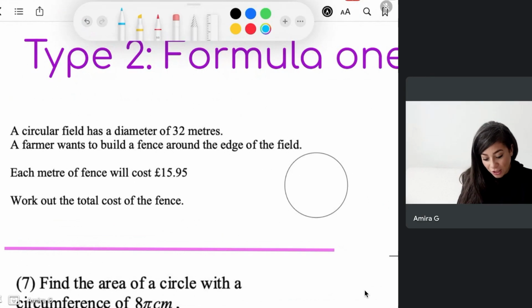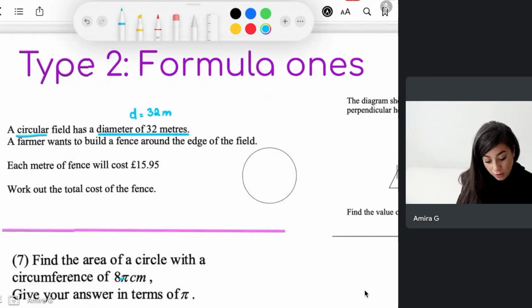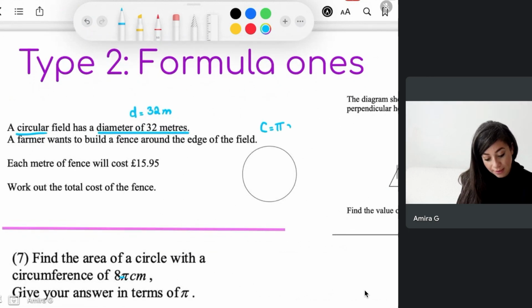So let's do this. A circular field, so it's a circle, has a diameter of 32 meters. I don't want to see a lot of words, so I'm just going to write D equals 32 meters. A farmer wants to build a fence around the edge, so we're talking about circumference. Let's put that formula down. Circumference equals pi times diameter. I chose diameter because they gave me diameter and I don't want to make my life any more challenging. I wrote C equals pi d. I can substitute because they've given me the diameter. So C equals 32 pi. Done. I've got my circumference.